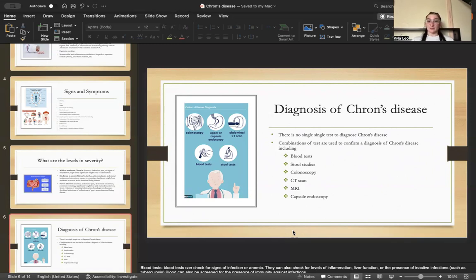Our next tests are colonoscopies. They use a tiny camera on the end of a flexible tube to visually examine the entire colon and the very end of the ileum. During the procedure, small samples of tissue called a biopsy may be taken for laboratory analysis. This may help make a diagnosis. Clusters of inflammatory cells called granulomas may suggest a diagnosis of Crohn's disease. So that is something to look for during a colonoscopy.